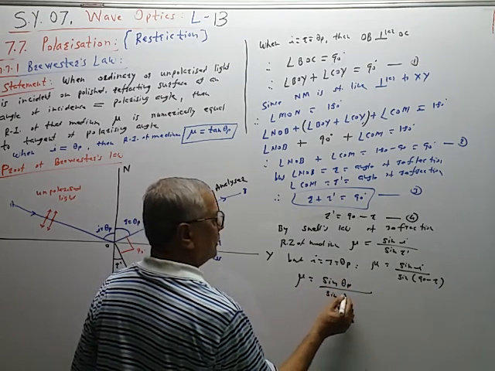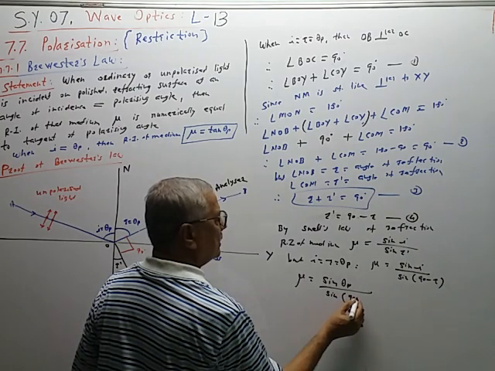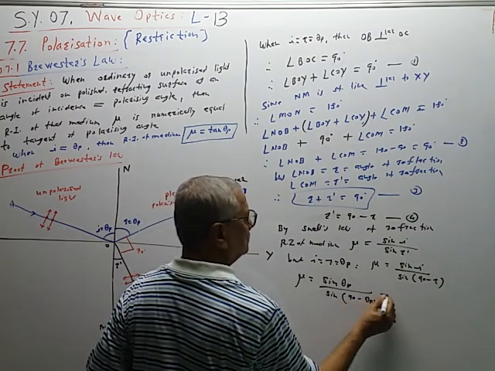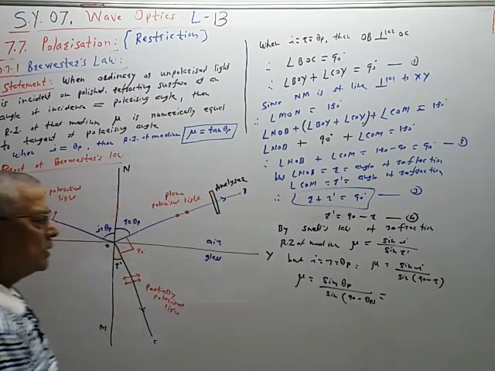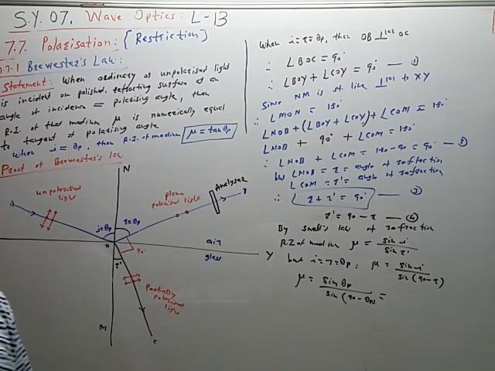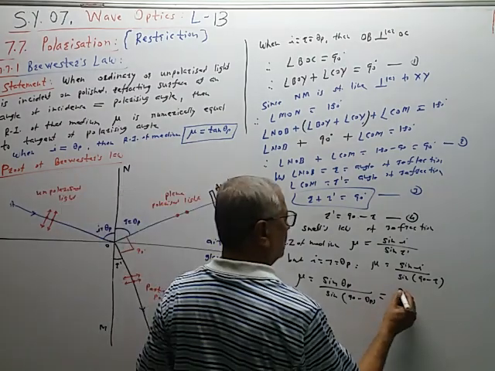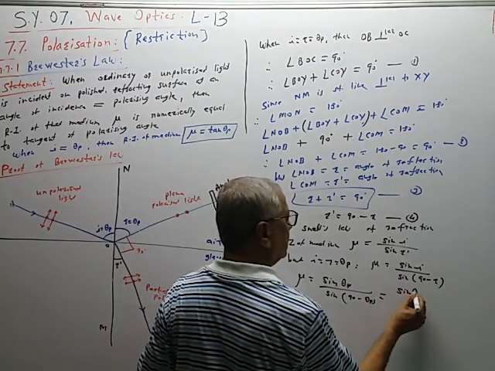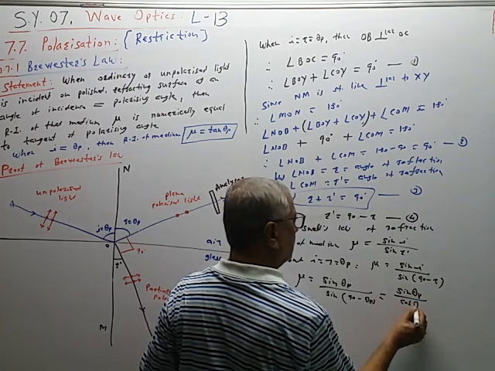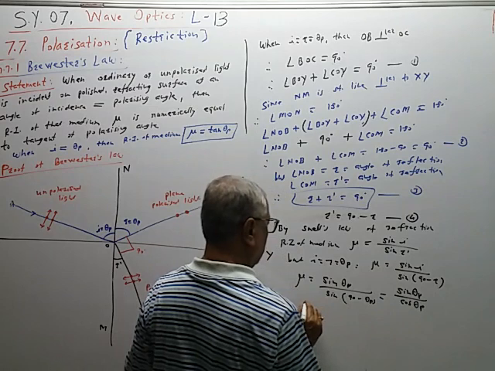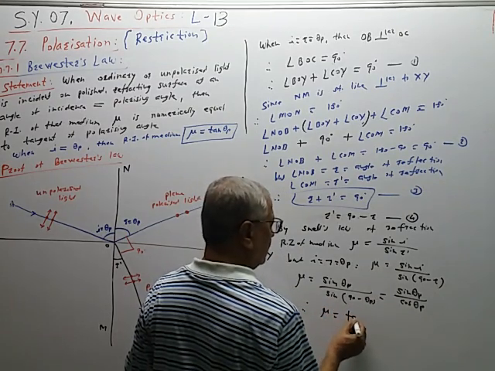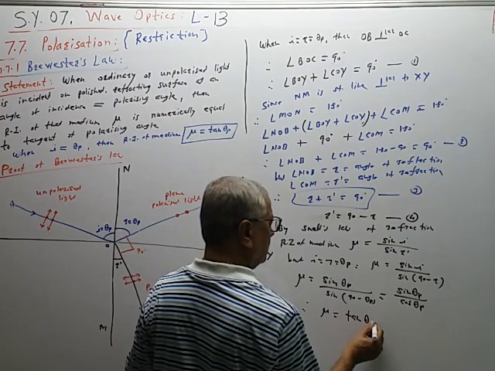R is replaced, r is represented by theta p. So sin of theta p upon sin of 90 minus theta p, and we know that sin of 90 minus theta p is equal to cos of theta. So this is equal to sin theta p upon cos theta p, and therefore mu is equal to sin upon cos, that is equal to tan of theta p.